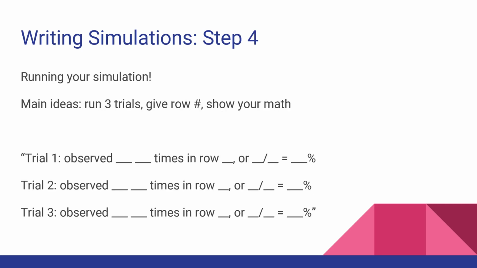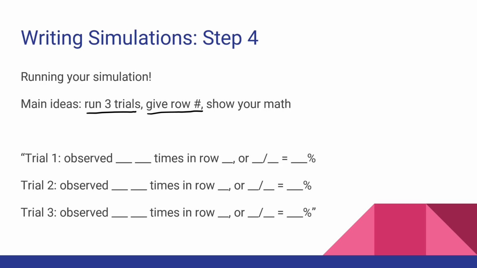Next, we have our fourth step, so this one is actually running our simulation. The main idea is to run your simulation 3 times, so you will have 3 trials. Each trial you have to mention what row number you're on, and then you have to say how many successes you found, and then what percentage of the trial was a success.